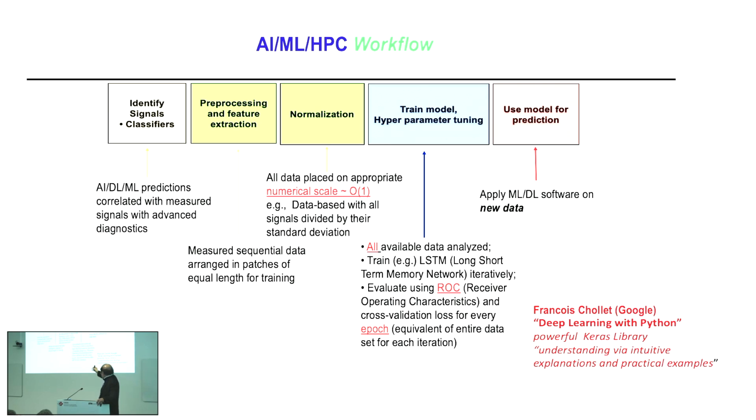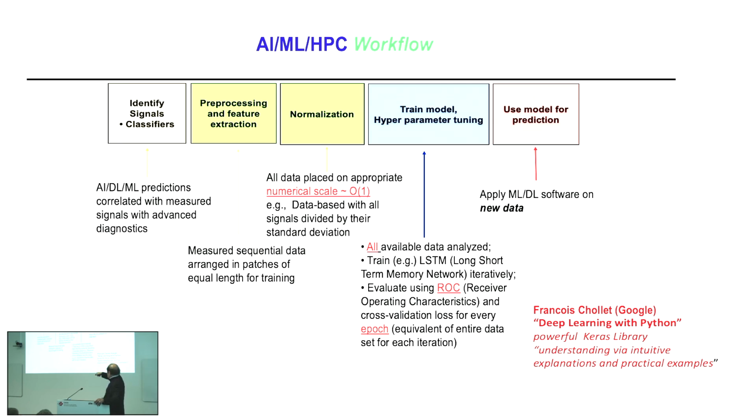You have to have some way of normalizing things. All data should be placed on an appropriate numerical scale of order unity, with AI-based signals divided by their standard deviation. And then that blue box up there is the more complicated thing these days that you're encountering with AI especially: challenges associated with hyperparameter tuning.